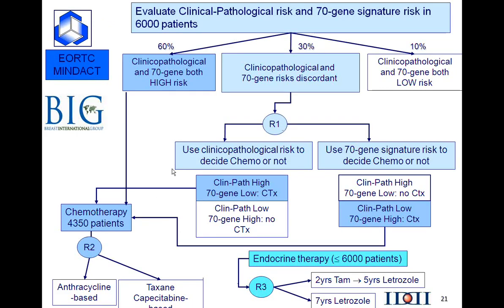So this is the full trial design. It's a little more complex, but essentially the same as the design I've just shown here. So this design is a simplified version of the MINDACT actual design, but the main idea again is to randomize patients in whom the clinical pathological features of the patients are discordant with the 70-gene MammaPrint signature.